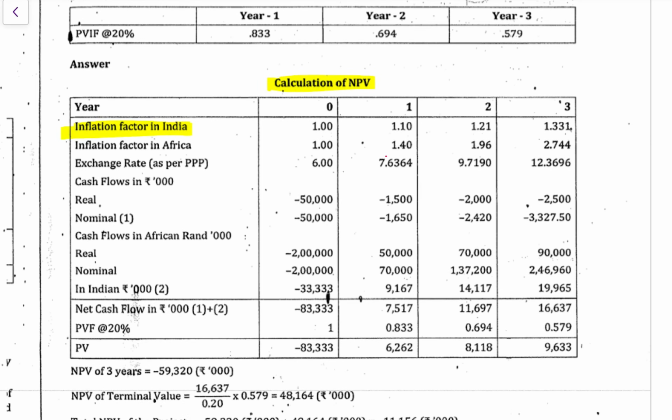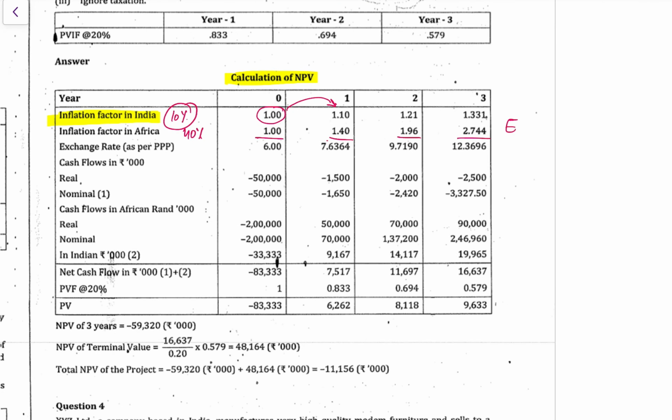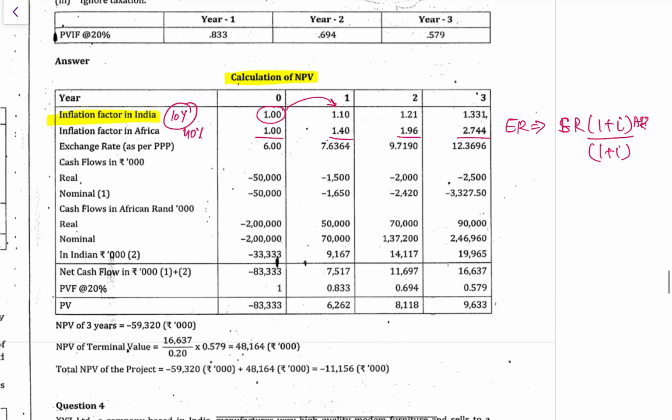Inflation in Indian rupees is given as 10%, so every year we are going to increase by 10%, right? And in Africa, it is 40% inflation, so every year we are going to increase by 40%. Then we have to calculate the exchange rate. Exchange rate is spot rate into (1 plus inflation of African rand) divided by (1 plus inflation of rupee).